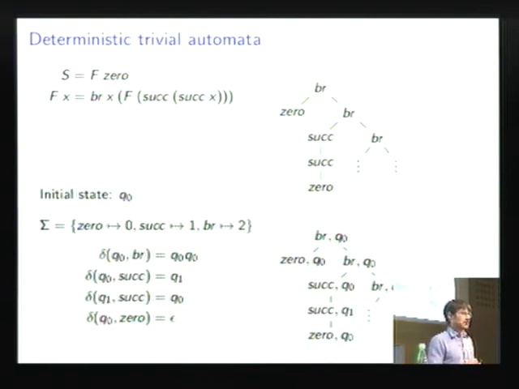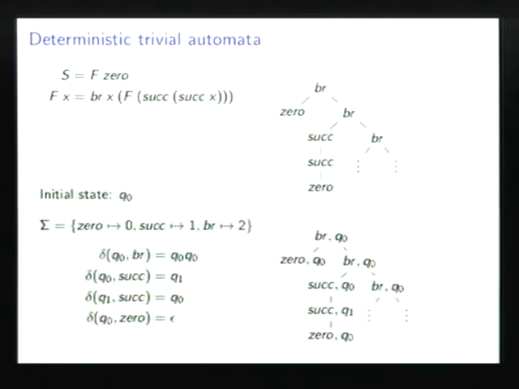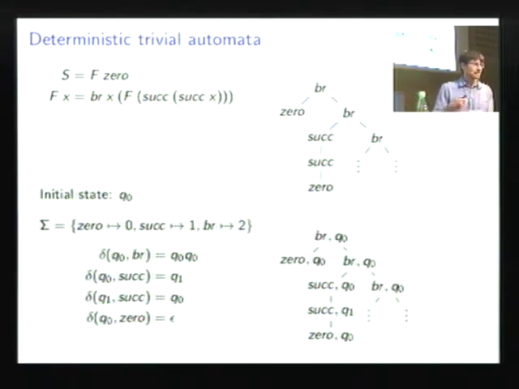We can check whether the tree is accepted by the automaton by a process of annotation that you can see here. Of course, as the tree in general is infinite, this wouldn't terminate. But this gives us an idea.